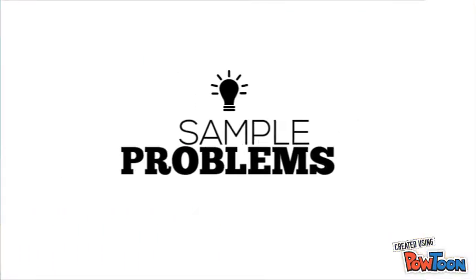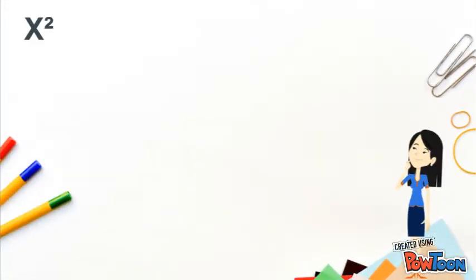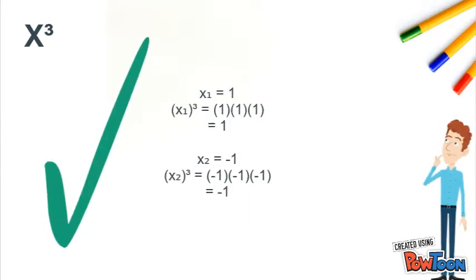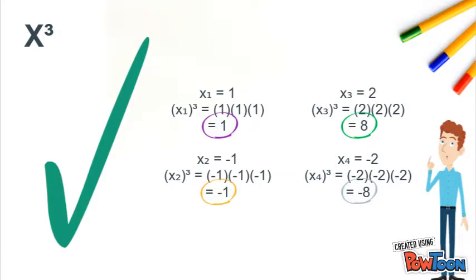Now let's have some sample problems. Is x squared a one-to-one function? No, because negative numbers can have the same product as positive numbers when squared. Is x cubed a one-to-one function? Well, yes. You'll be hard-pressed to find a number with the same product when multiplied 3 times to itself. Well, because there is none.